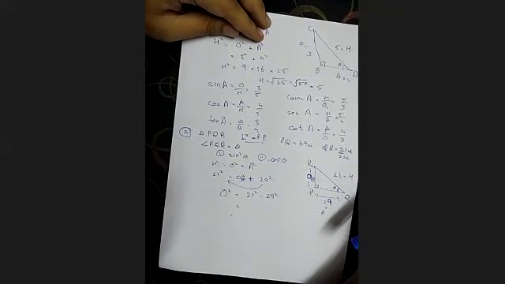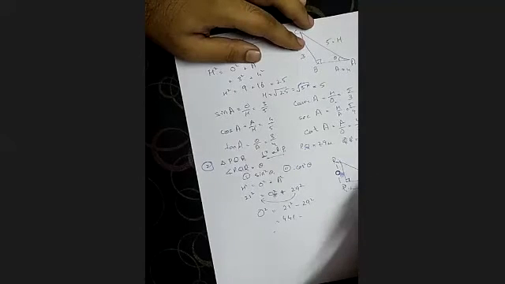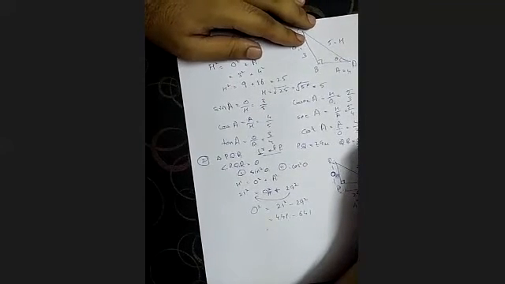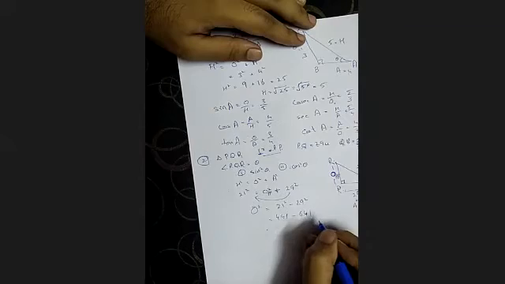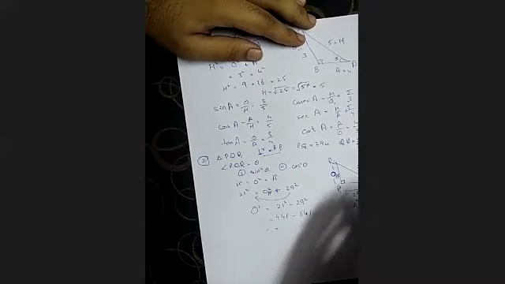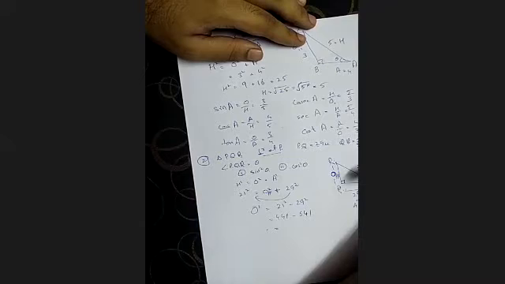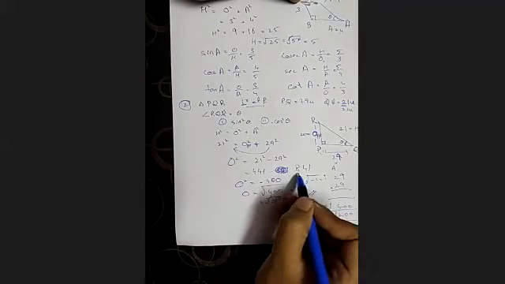Find the opposite. 21 square is 441. 29 square is 841. Subtract them. Our opposite is 20. Find the root of 400. You will get it as 20. Root 400 is 20.